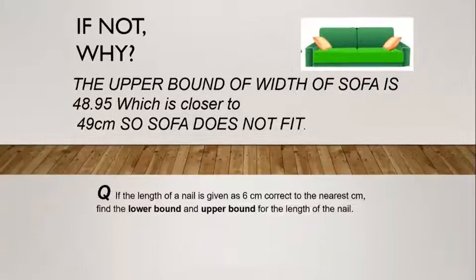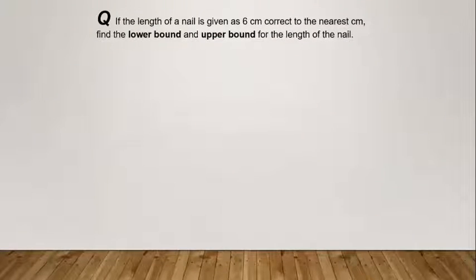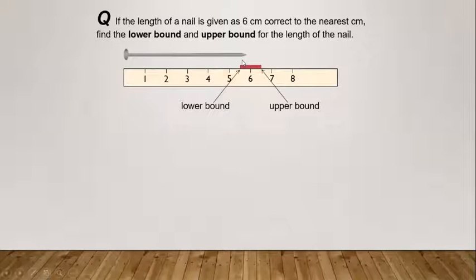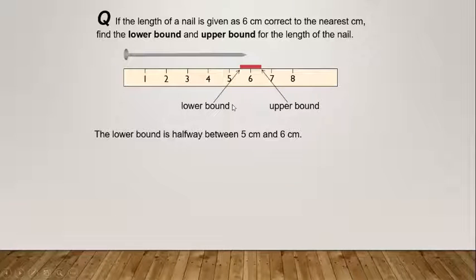Okay, so we take one question here. If the length of a nail is given as 6 centimeter, correct to the nearest centimeter, find the lower bound and upper bound for the length of a nail. Okay, so here we have a nail, and this 6 centimeter is lying exactly between 5 and 7. So lower bound is going to be halfway between 5 and 6. Halfway between 5 and 6 is exactly 5.5 centimeter.